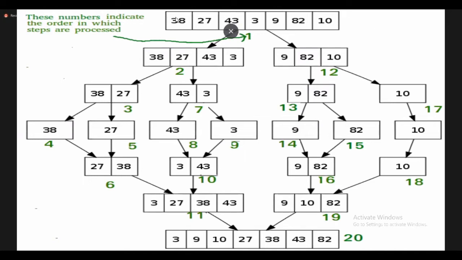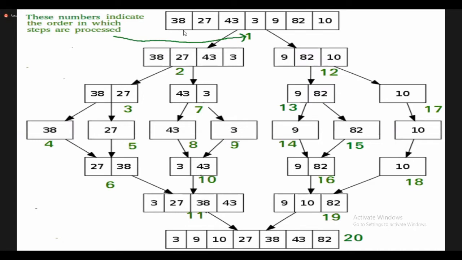The list contains 7 elements: 38, 27, 43, 3, 9, 82, and 10. List or array. This array contains 7 elements. This array is divided into two parts or two halves. How to divide the two parts? What is the index of the starting element of the array? 0. What is the last element index value? Size minus 1. So divide into equal parts.